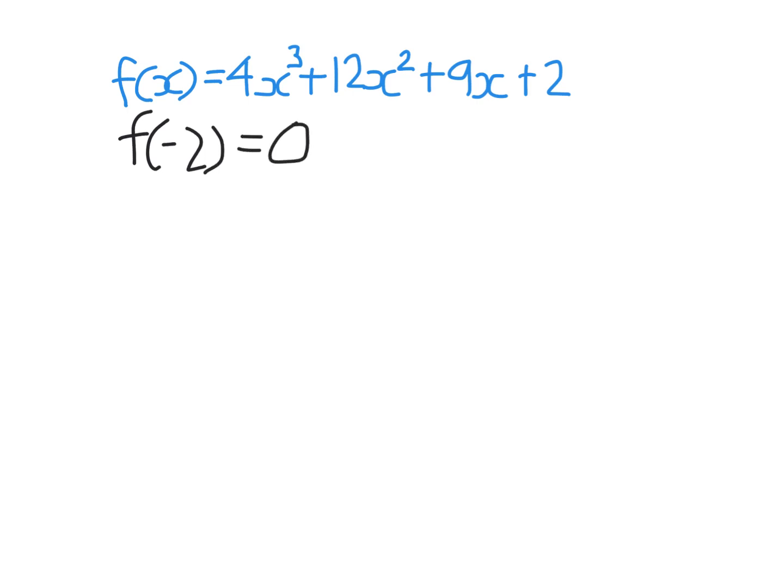If you substitute negative 2 for x, you get negative 32 plus 48 minus 18 plus 2, which is 0. So let's perform the synthetic division. We write the root here. Next to it, we write the coefficients of the cubic polynomial.